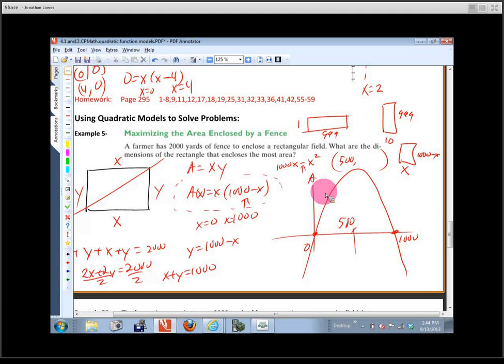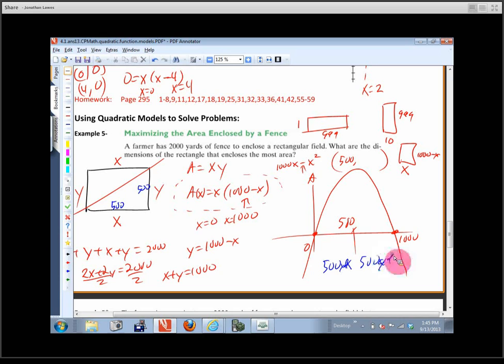$500. What should x be to make it the maximum area? It should be 500. So if this is 500, what's this over here? Also 500. 1,000 minus 500 would be 500. Okay? So it says, what are the dimensions that enclose the most area? We would say 500 by 500. 500 in width and 500 in length.